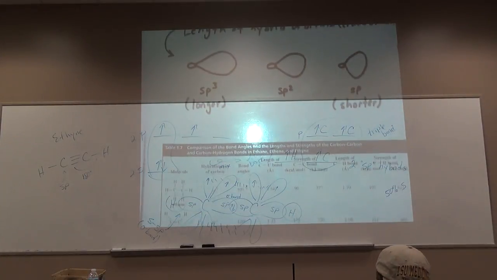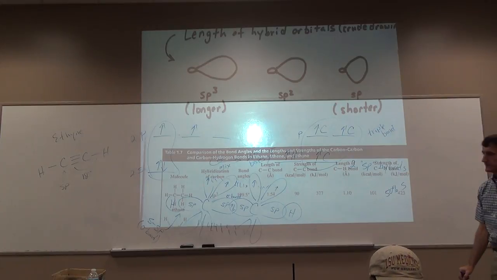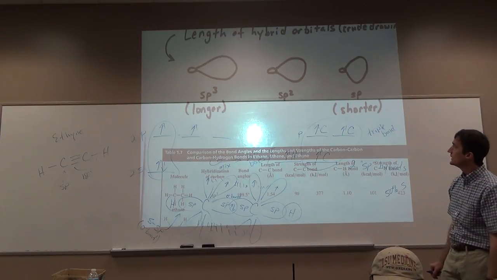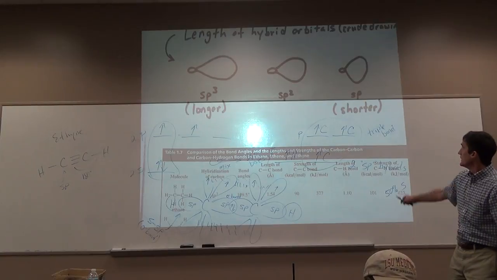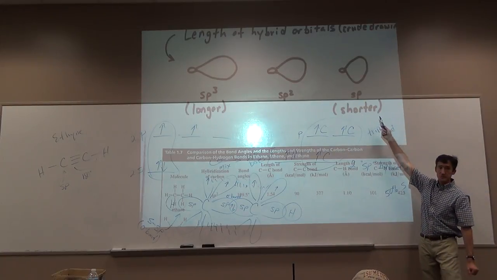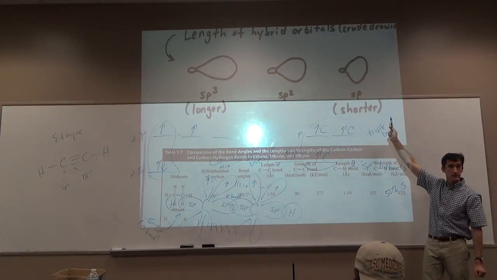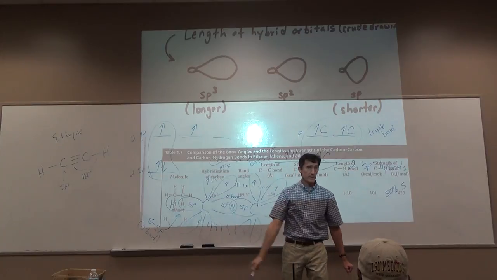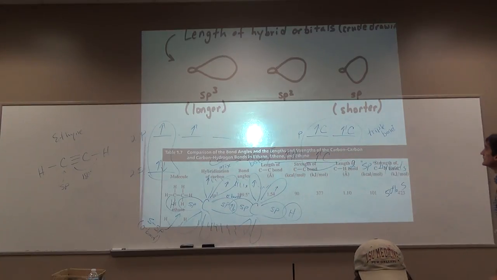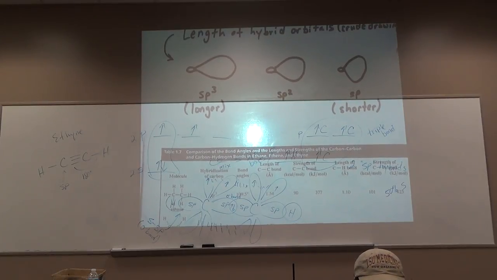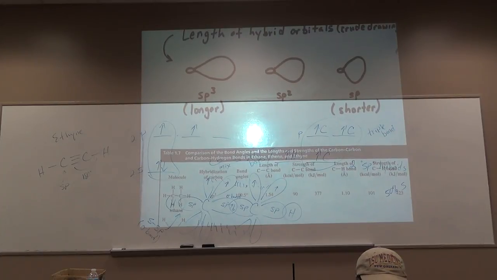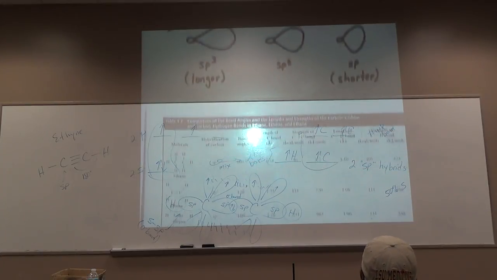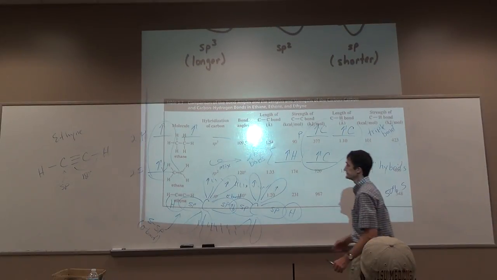That was my attempt to show the relative comparison of the hybrids. Shouldn't an sp be shorter and more rounded? So it's more s character. sp3 is going to be longer because it's more p character. That's the main thing. We went through that already. Length and stability: more energy orbitals are going to make stronger bonds. So let's look at this table here.